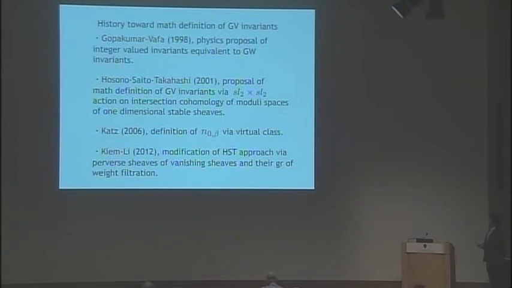Later, in 2006, Sheldon Katz proposed a definition of genus 0 invariants using the virtual fundamental cycle of the moduli space of one-dimensional sheaves. By the work of Behrend, the definition of Katz can be interpreted in terms of certain micro-local geometry. Using that observation, in the recent paper by Kiem-Li, they constructed a certain perverse sheaf of vanishing cycles on the moduli space of one-dimensional sheaves. They take the associated graded of the weight filtration and then apply some sl2 algebra action on it, following the analogy of the Hosono-Saito-Takahashi approach, to give an invariant. So before our paper, the Kiem-Li paper was the latest one.